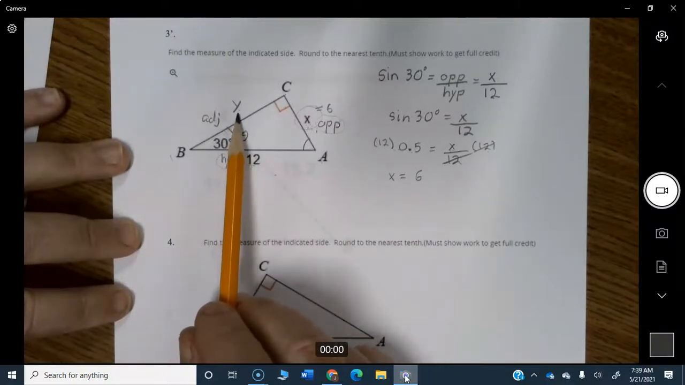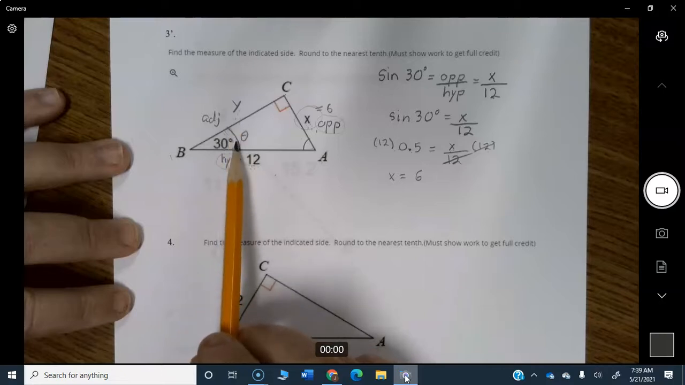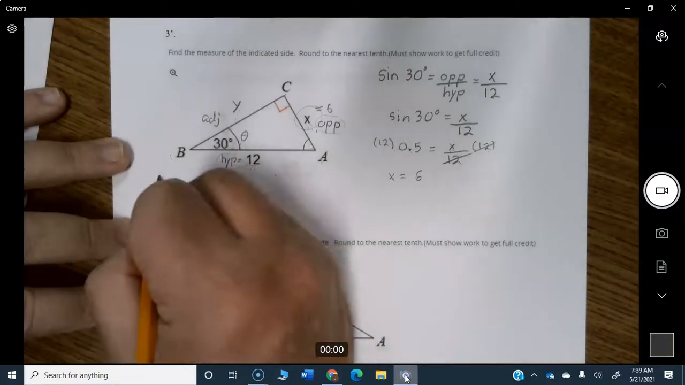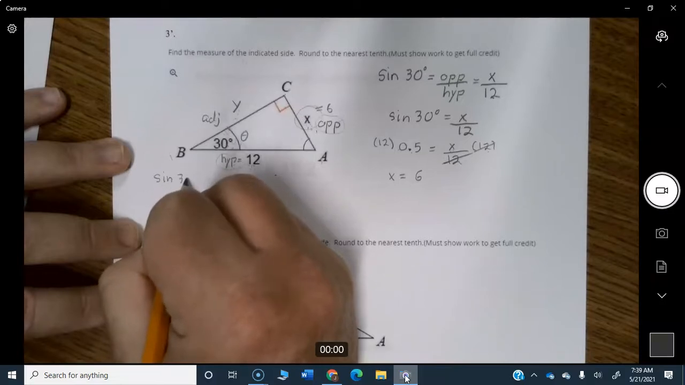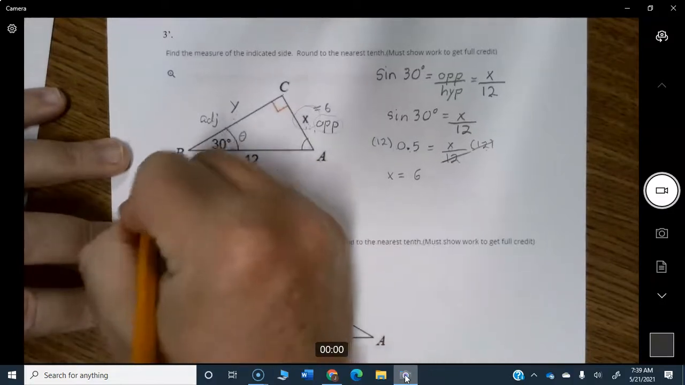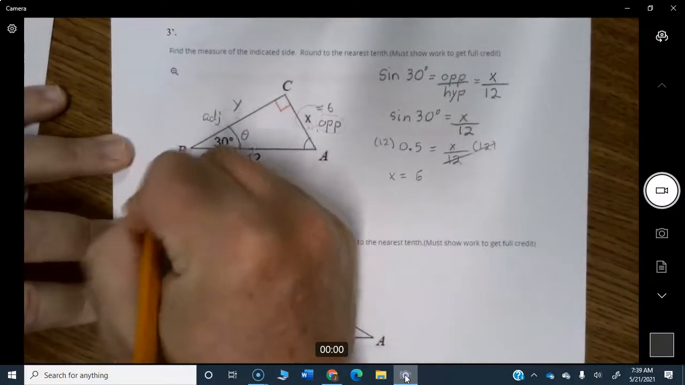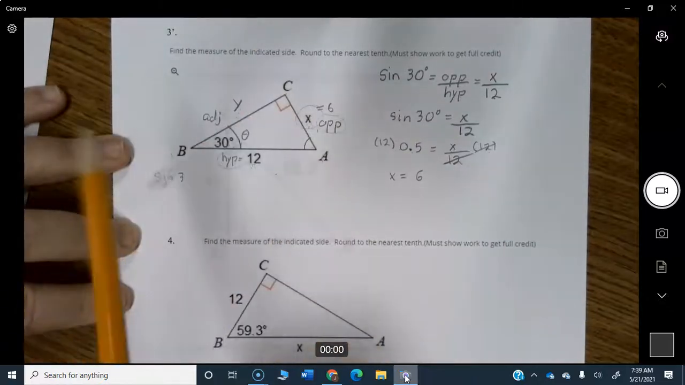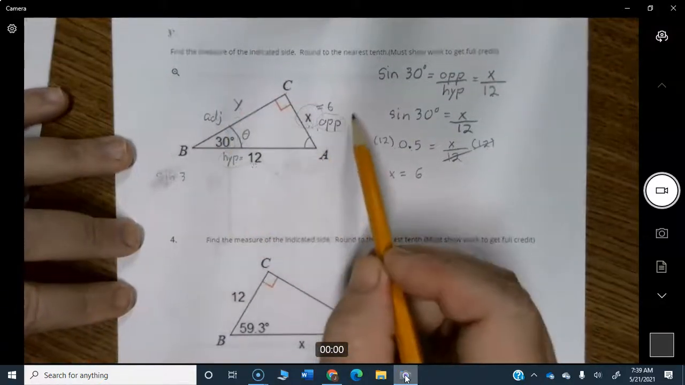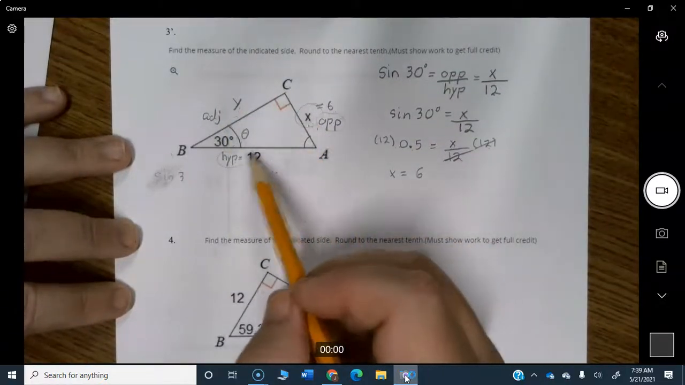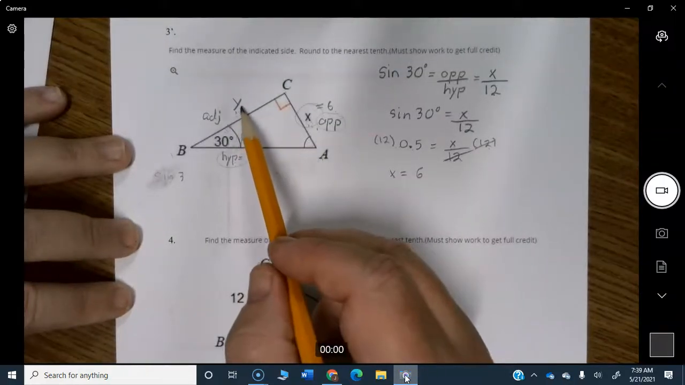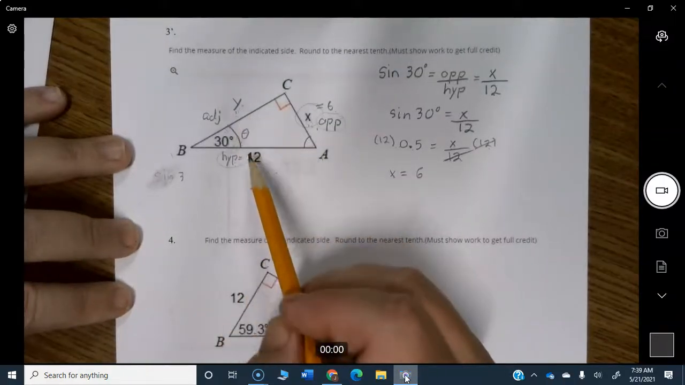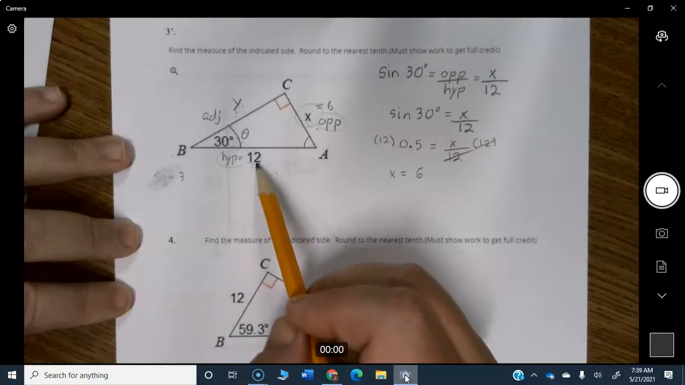Okay, so we want to know what y is. That's our unknown. So we still have this angle here of 30. So sine of 30... Whoops, not sine of 30, excuse me. Let's go ahead. First of all, we now know 2 sides. We know the hypotenuse and we know the adjacent. So that's what we want. We want the side that we're trying to find, the unknown, and then one known side. So this one would work.